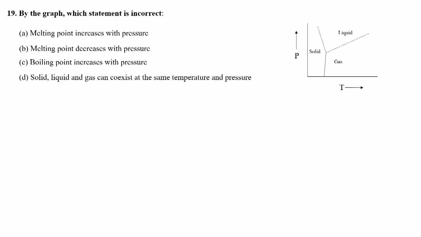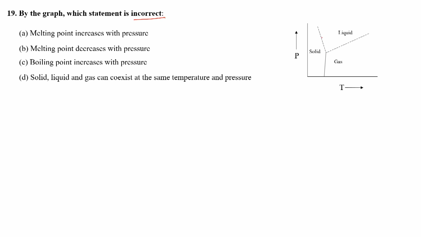Next we move to problem number 19. It says: by the graph, which statement is incorrect? Melting point increases with pressure. So melting point means what? Melting point means the solid-liquid coexistence line we need to see. Okay, so melting point increases with pressure.